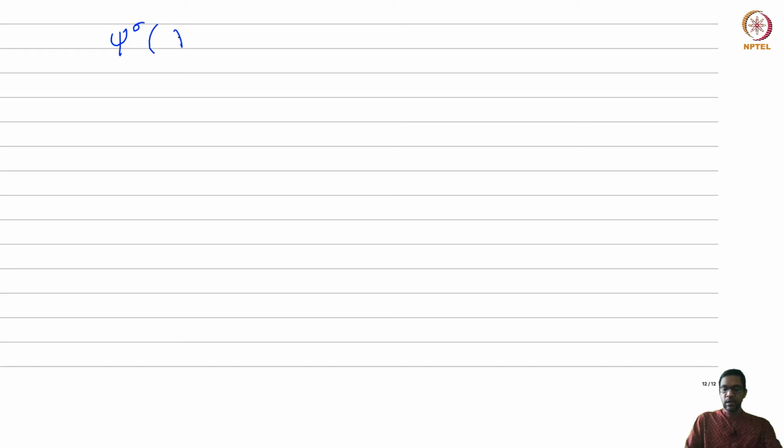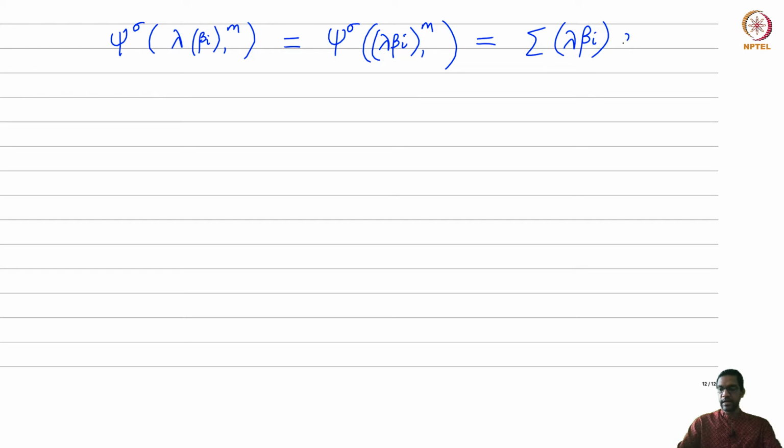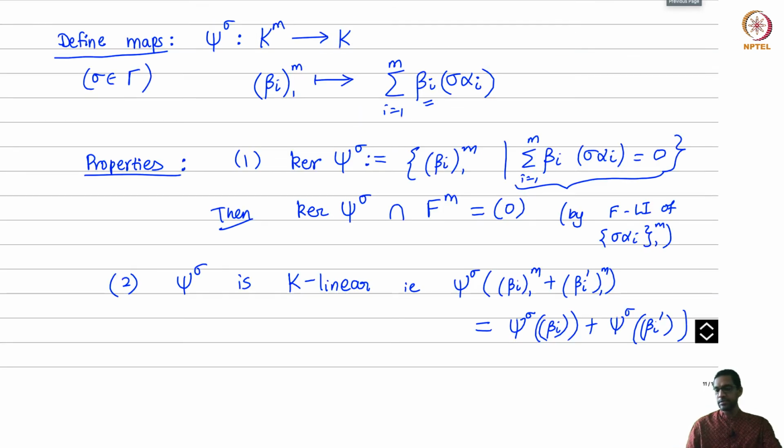If I apply psi sigma to lambda times the beta i's, let me just verify this. Psi sigma of the tuple lambda beta i, by definition, is the sum of lambda beta i times sigma alpha i, where i goes from 1 to n. Observe this product is taken in F. Lambda and beta i are in F, so lambda beta i is another element of F. Sigma alpha i is of course an element of F. And so by the associativity of multiplication in the field, I can just pull the lambda out. It gives me lambda times the sum of beta i sigma alpha i. And this is true for all lambdas coming from the field K. So this map is a K-linear map. It satisfies additivity and scalar multiplication. It respects both operations.